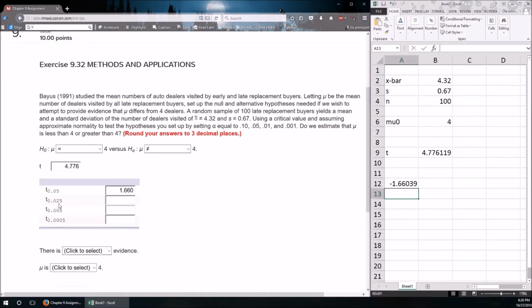Okay, so what would be the critical value corresponding to 0.025? 1.984. 0.005: 2.626. 0.0005: 3.392.